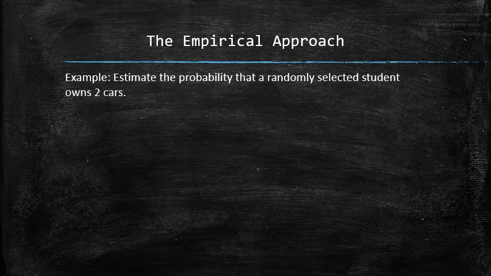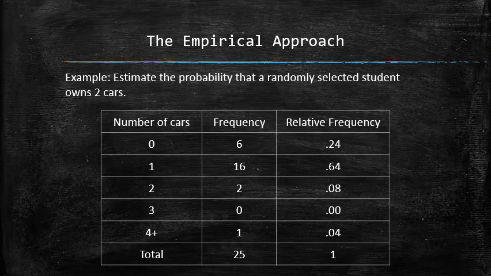Let's estimate the probability that a randomly selected student owns two cars. To answer this question using the empirical approach, I would have to check on my past experience with the students owning cars. Last time I asked students how many cars they own, I received the following frequencies and relative frequencies. Based on the empirical approach, I may conclude that the probability that a randomly selected student owns two cars is approximately 8%.